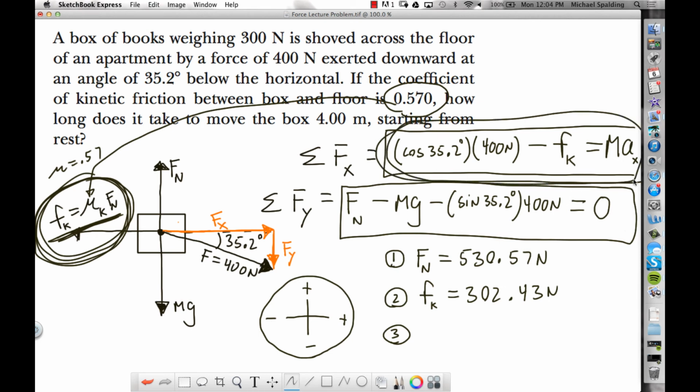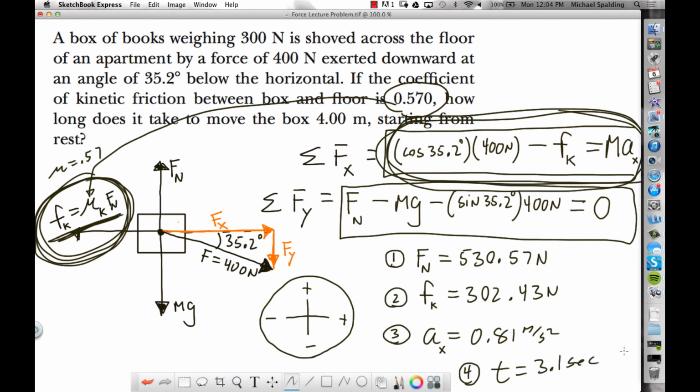Then third thing, now that we have friction, look at this equation. What can we get now? The acceleration. So from this x equation up here, you can now solve for the acceleration, which is an x acceleration. The acceleration comes out as 0.81. And then lastly, you can answer the question, which is how long would it take this box to slide 4 meters. You plug into a kinematic, and you get t equal to about 3.1 seconds. So the rest of it, after you have the forces summed, you're back into like 8th, 9th grade algebra.